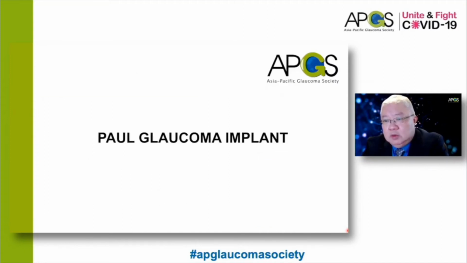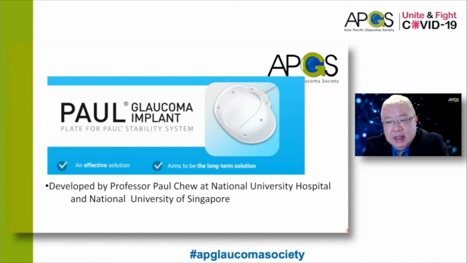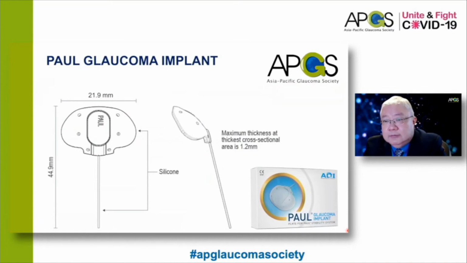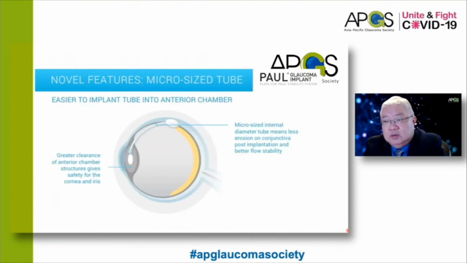So here we go into a new design that we've started recently, and this was developed a few years ago at the National University of Singapore by myself and my team. It has a surface area of 342 square millimeters. It's got a low profile plate design and a soft silicone material that's medical grade. The implant itself has a maximum thickness of about 1.2 millimeters at the thickest, and the surface area is very similar to the Baerveldt 350.